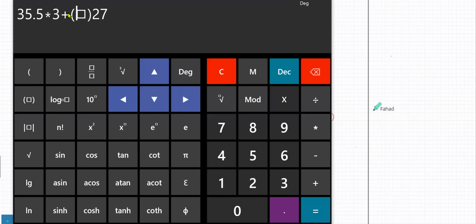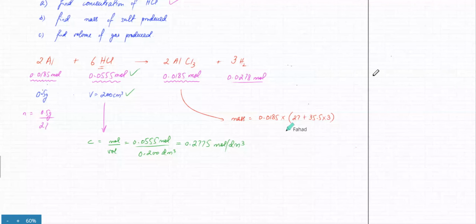So it's 133.5 star 0.0185, and I get 2.47 grams. So I get 2.47 grams.